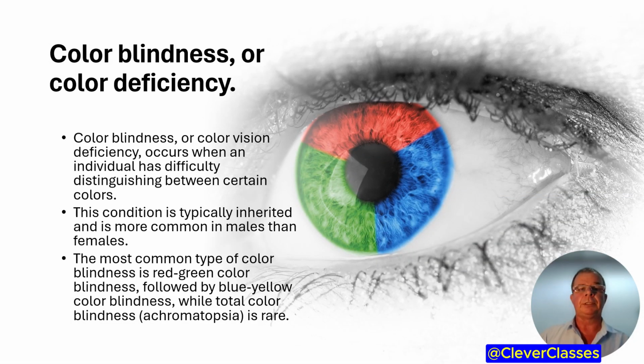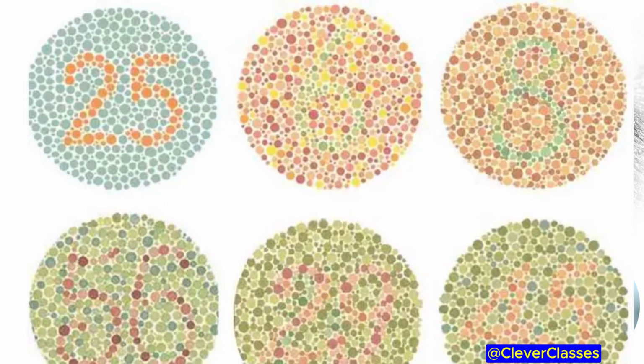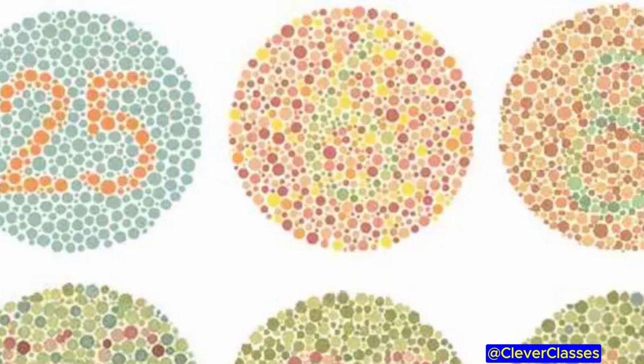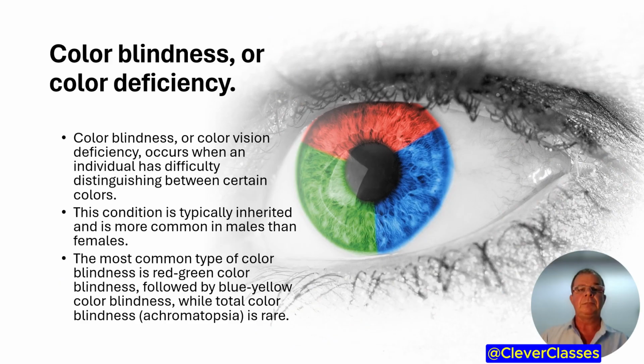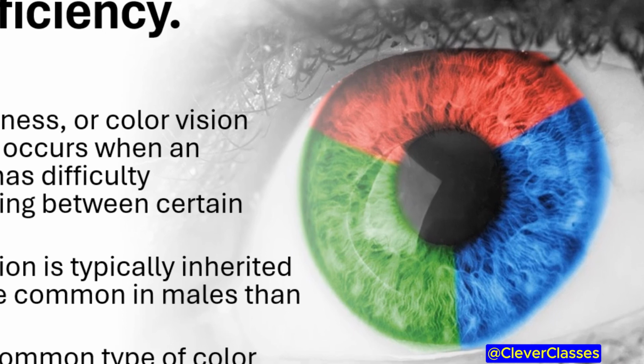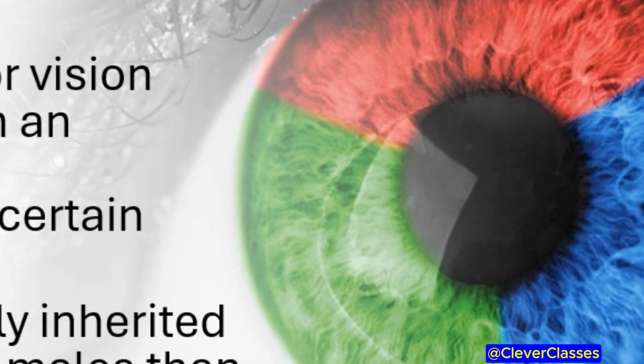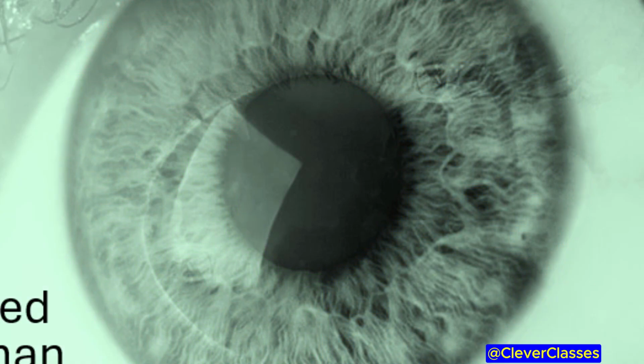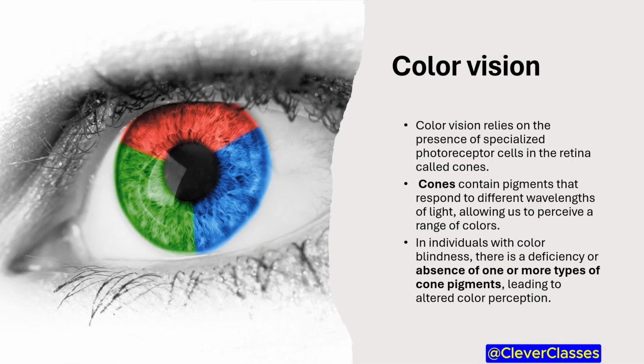Color blindness, or a better term, color vision deficiency, occurs when an individual has difficulty distinguishing between certain colors. This condition is typically inherited and is more common in males than females. The most common type of color blindness is red-green color blindness, followed by blue-yellow color blindness, while total color blindness is rare. Color vision relies on the presence of specialized photoreceptor cells in the retina.